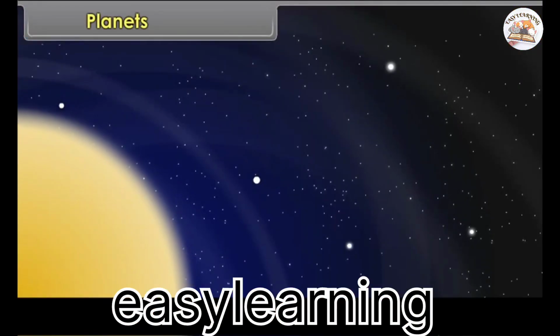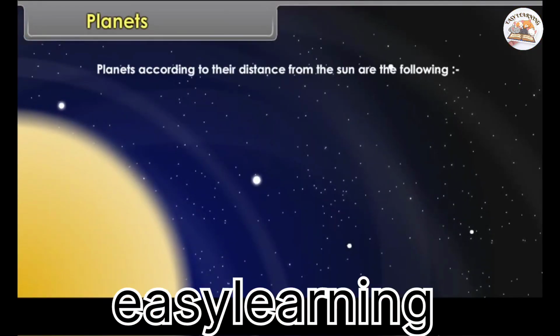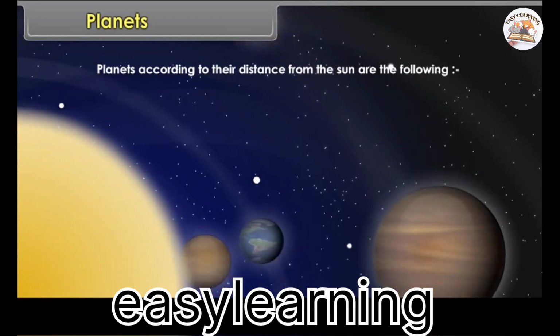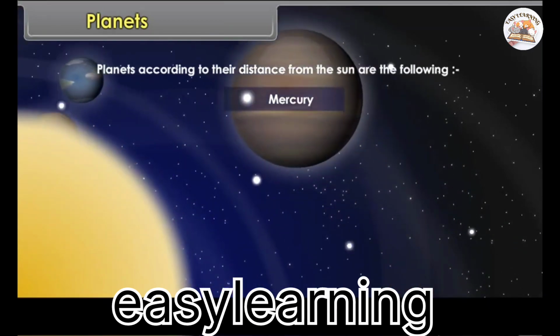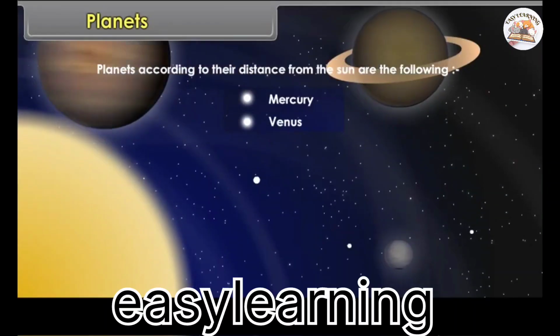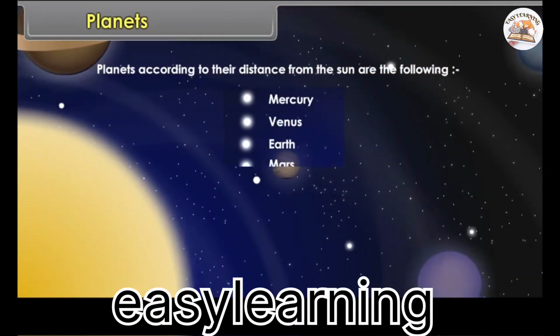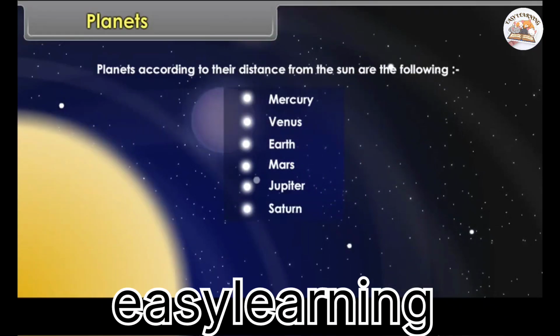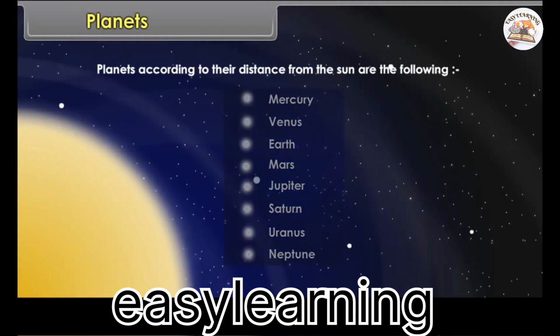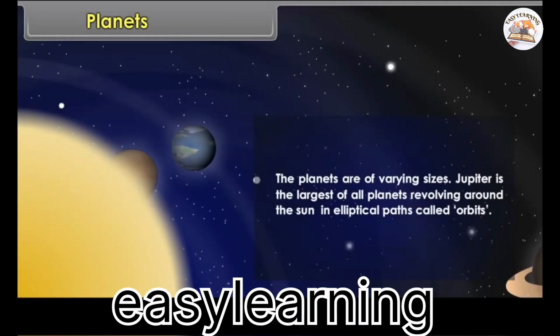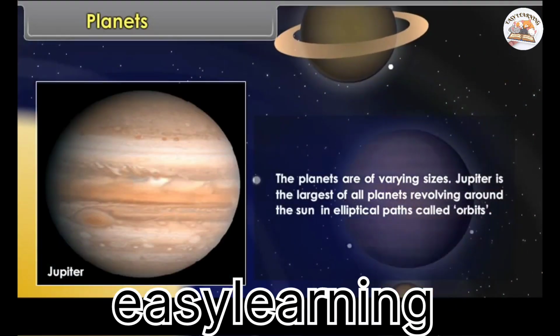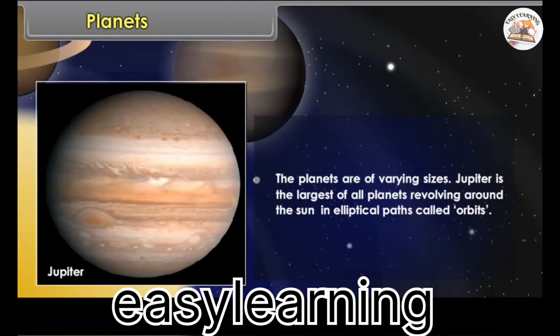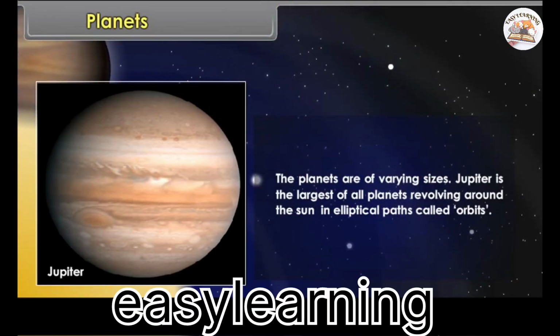Planets. Planets according to their distance from the Sun are the following: Mercury, Venus, Earth, Mars, Jupiter, Saturn, Uranus, Neptune. The planets are of varying sizes. Jupiter is the largest of all planets, revolving around the Sun in elliptical paths called orbits.